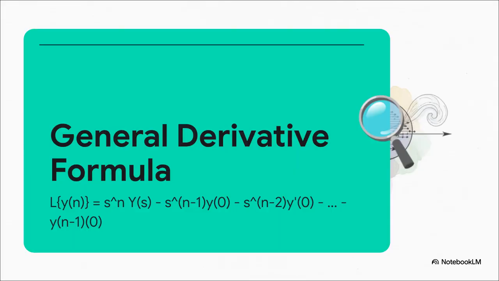And here it is, the general formula for an nth-order derivative. Now, okay, deep breath. Don't let the notation freak you out. Let's just break down the beautiful pattern here. The first term is always s to the power of n, whatever your derivative order is, times y of s. Easy enough. From there, look what happens. The power of s just decreases by 1 in every single term, s to the n minus 1, s to the n minus 2, all the way down. At the exact same time, the derivatives of our initial conditions are increasing in order. First y of 0, then y prime of 0, all the way up to the n minus 1th derivative. See? It's just a perfectly predictable progression.